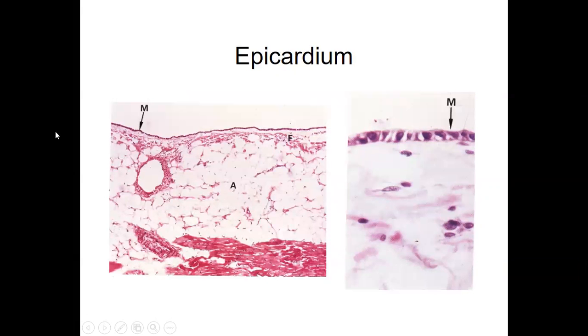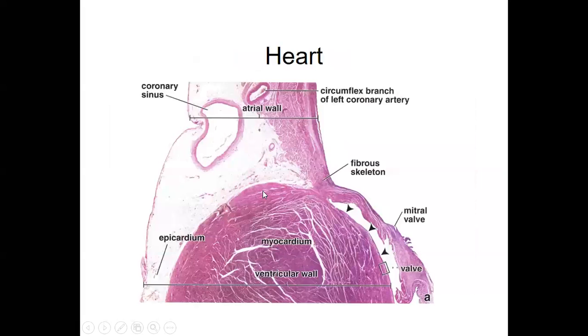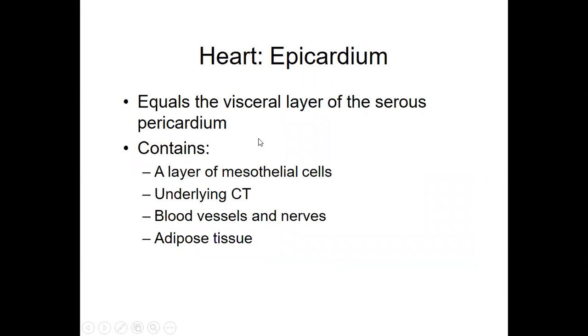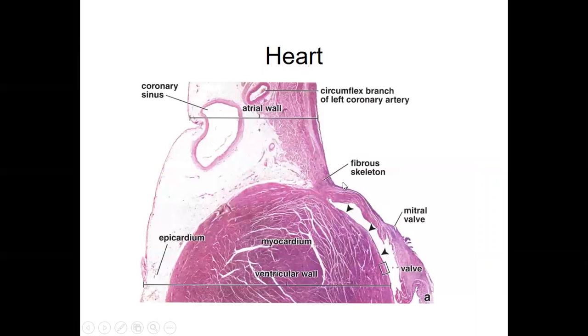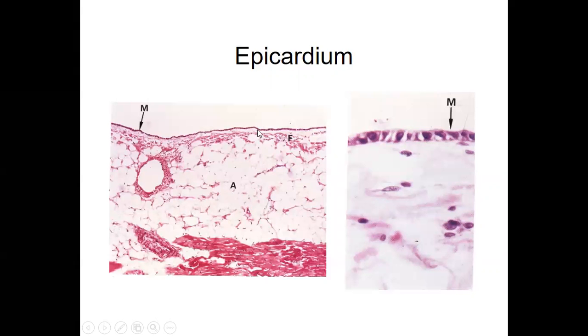This is the layer of the epicardium. You can see here, A is the adipose tissue. And M here is what? If you go back to the first slide I showed you, the epicardium has a layer of mesothelial cells. So here we have a single layer of mesothelial cells. This bigger picture shows you the single layer of mesothelial cells. From here to here is the epicardium layer.